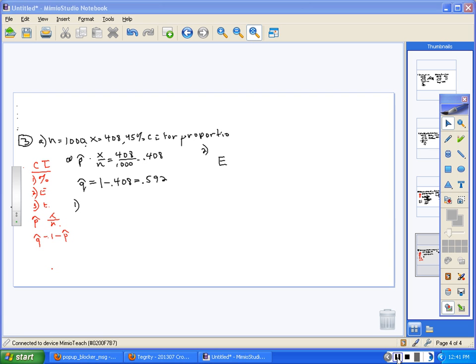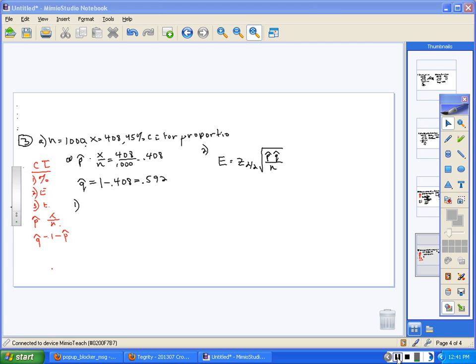E is equal to Z sub alpha over 2 times the square root of P hat times Q hat over N. Yes, and everything showed up. That's excellent.